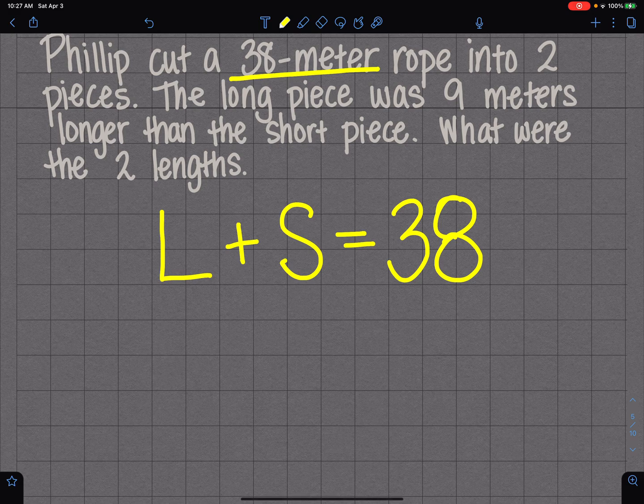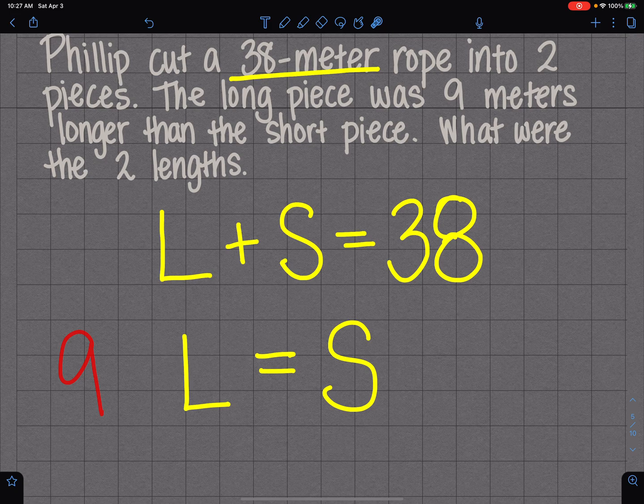Okay, now let's write something that we know is not true. Long is equal to short. Now, the long piece is 9 meters longer. So your dumb friends who are going to get this wrong on the SAT are going to add the 9 over here to the long side.